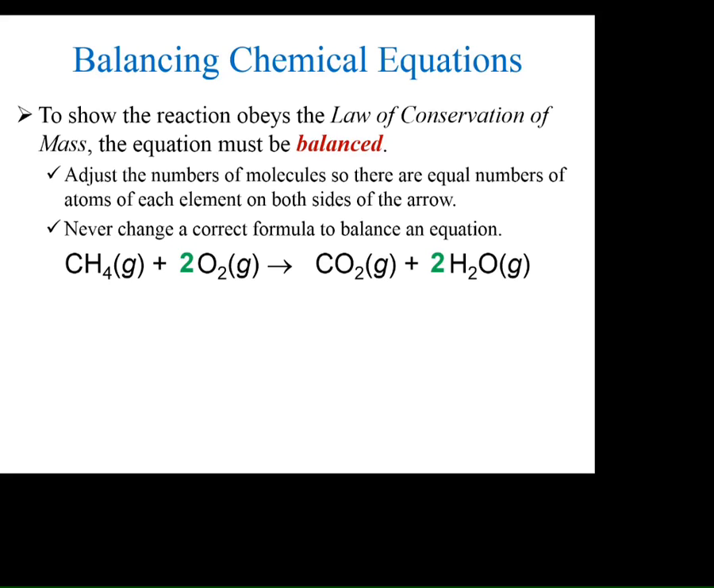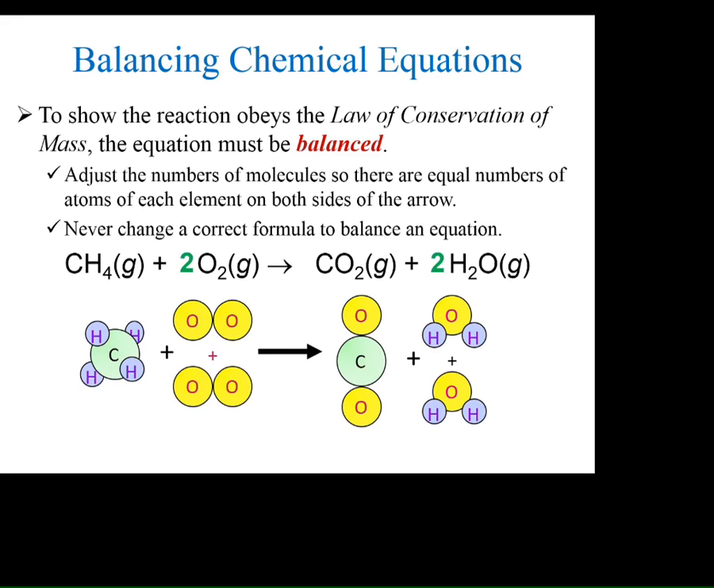So the number of carbons, hydrogens, and oxygens on the left is the same as the number of carbons, hydrogens, and oxygens on the right. So I have not violated the law of conservation of mass. Whatever goes in comes out. All that happens in a reaction is that you're not making something totally new. All you're doing is rearranging the atoms and putting them in new combinations. So that's called balancing a chemical equation.